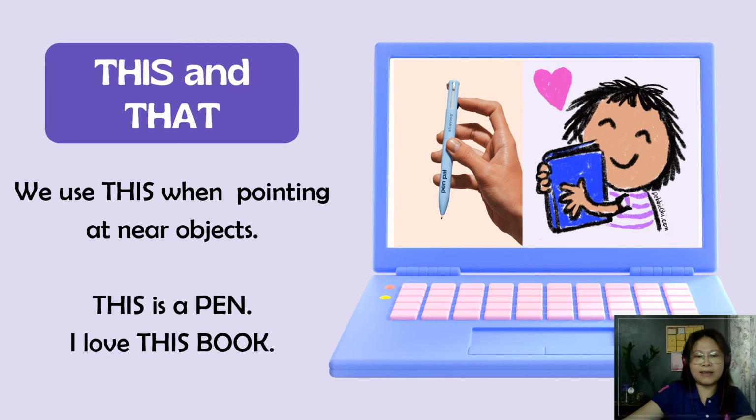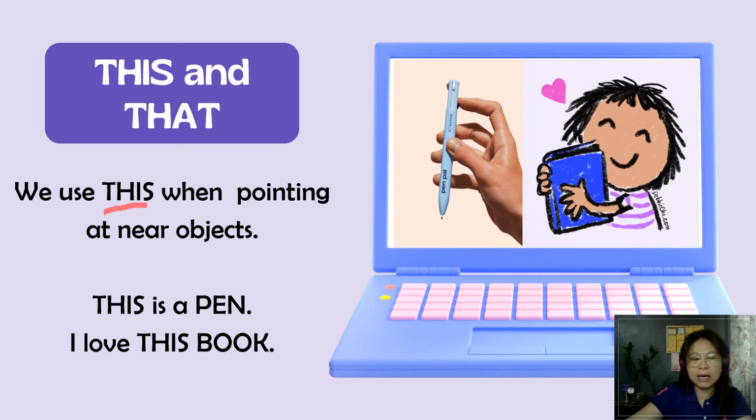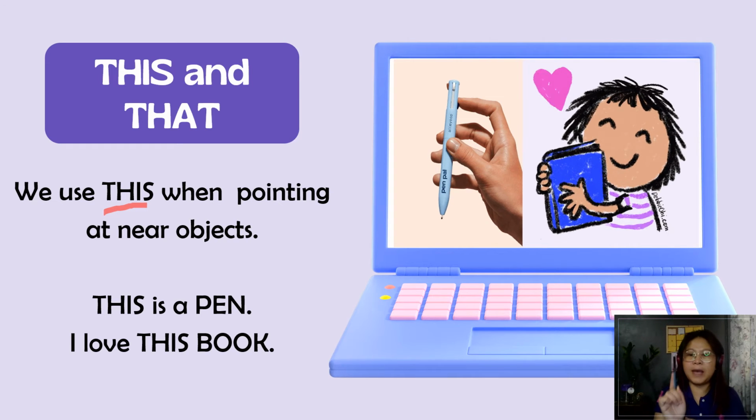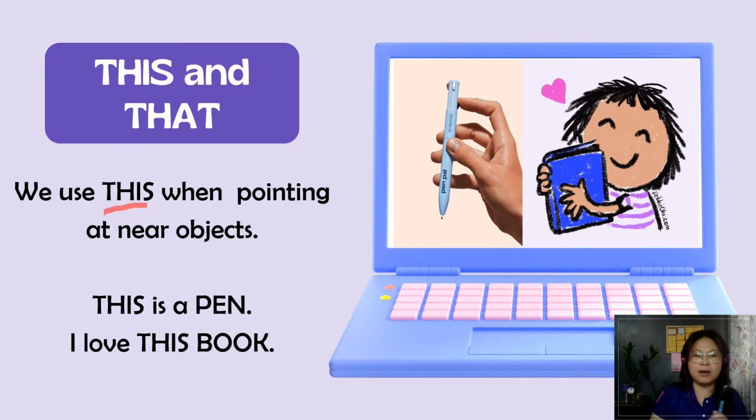This and that. Lesson number 2. We use this when pointing at near objects. If the object is near, for example, this is a pen. So you are holding the pen. So this is a pen. Or I love this book. So we use this when pointing at near objects.